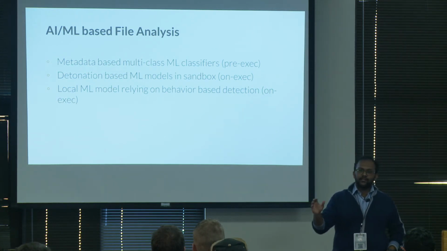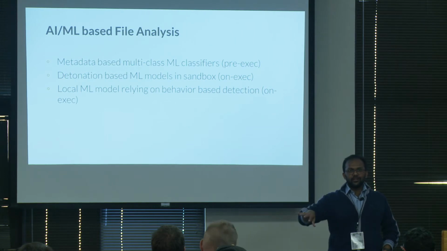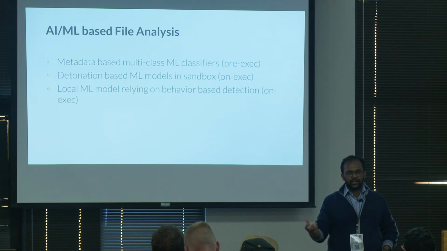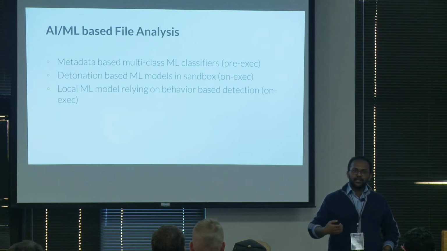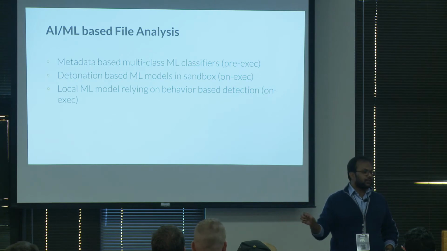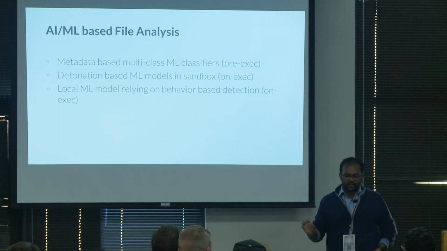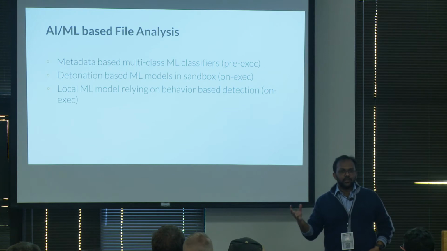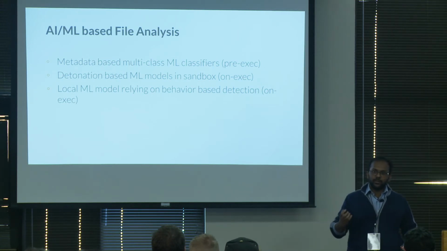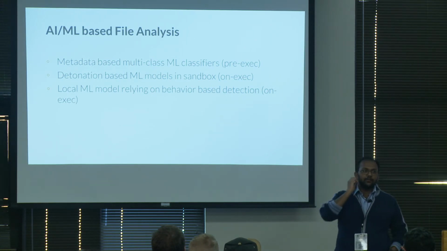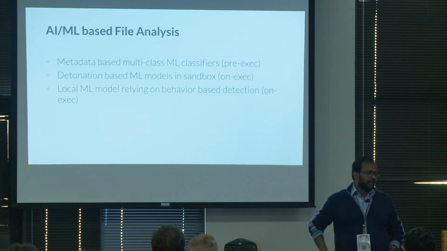And the second is on execution, right? You let the file run, detonate it in a VM, and then see how the file behaves, get the labels out of the behavior, and then classify it with the ML classifier for a detection. Again, this is very premature, right? So there are lots of false positives, and there is going to be a lead time in training the classifiers to be effective.